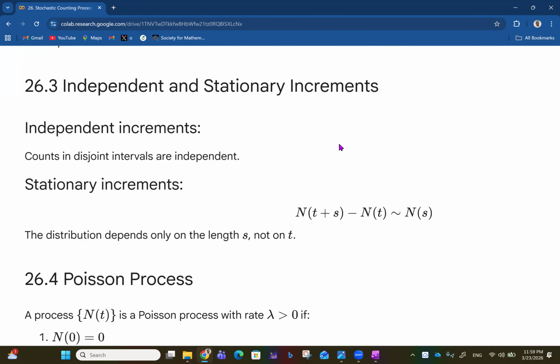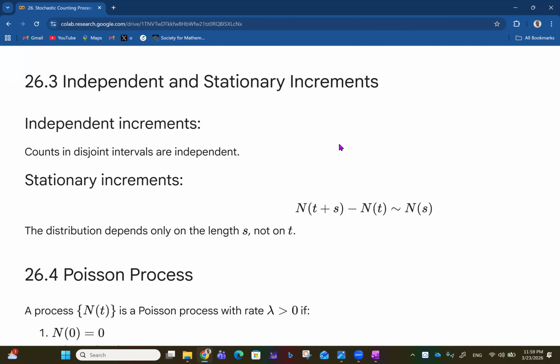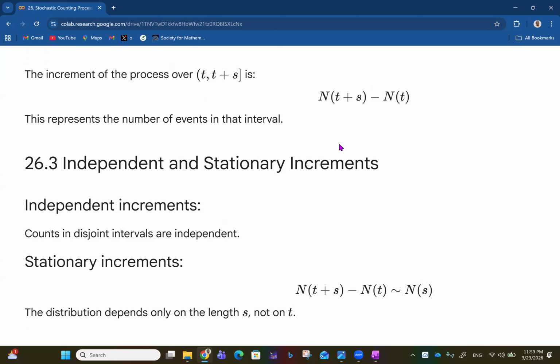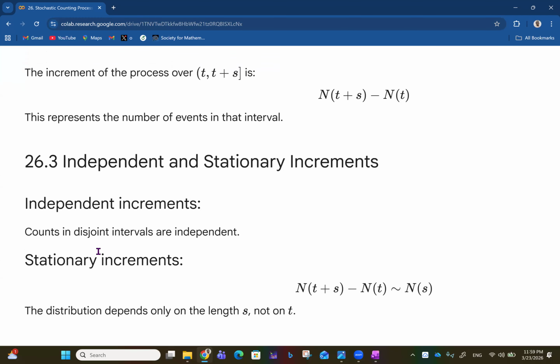And then we go on to talk about independent and stationary increments. For independent increments, counts in disjoint intervals are independent. And you have stationary increments, such that the difference between N(t+s) and N(t) is distributed approximately as N(s). So the distribution depends only on the length s, not on t itself. So that is stationary increments.